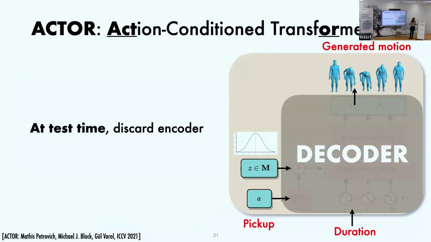At test time, you discard the encoder so that the input becomes a random sample from a Gaussian distribution, and the action you decode. The difference here, I'll show the internals of the model, is that we also specify how long the motion should be at test time. During training, it could be the ground truth duration.